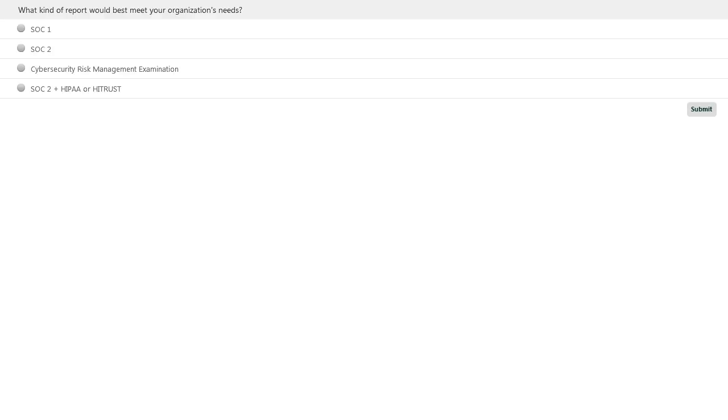We're going to move to our last polling question of the day. After hearing about the 3 different types of SOC reports, including the cybersecurity report, and that we're going to hear more in a few minutes about how a SOC 2 report can go well with HITRUST, we wanted to find out what kind of report would best meet your organization's needs. Is that a SOC 1 report, a SOC 2 report, a cybersecurity risk management examination, also known as a SOC for cybersecurity, or a SOC 2 report that includes HIPAA or HITRUST?